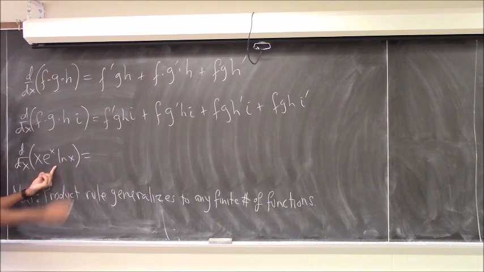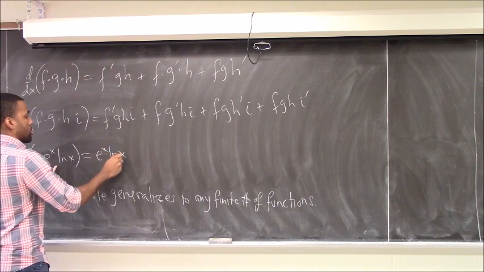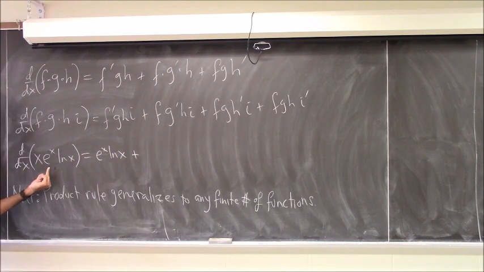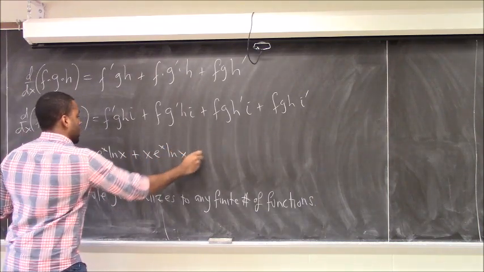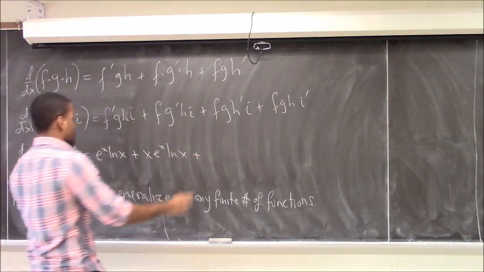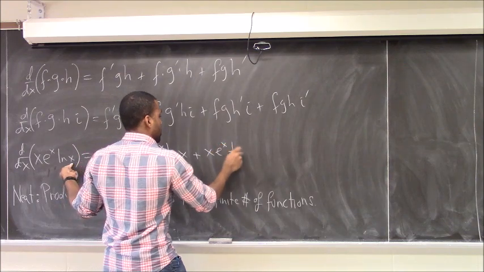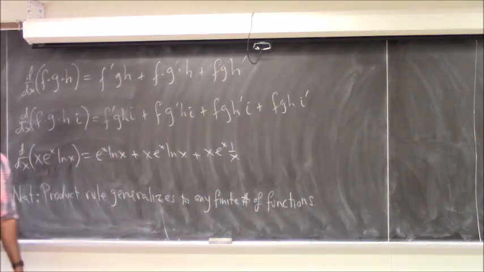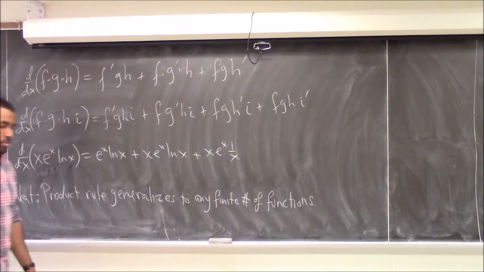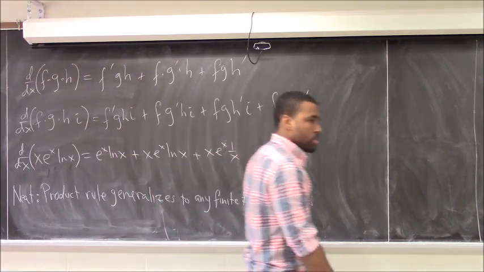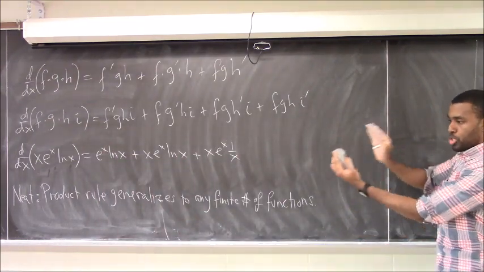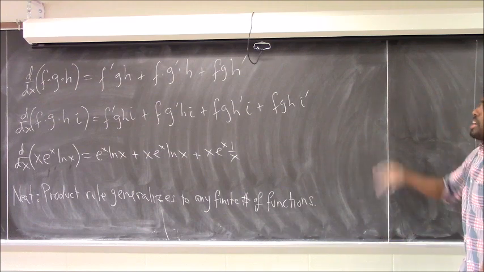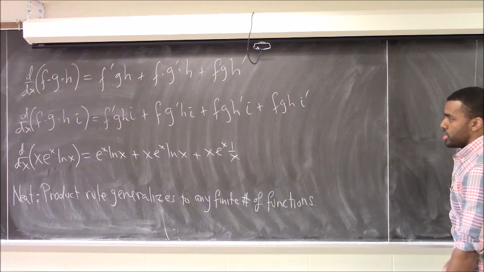Differentiate the x, leave the other 2. Plus, differentiate the e to the x, leave the other 2. Plus, differentiate the ln x, leave the other 2. And that would also be the answer. But barring that, you can just split a product up into 2 pieces and apply the product rule. And if you apply the product rule over and over, you'll eventually get to the answer.